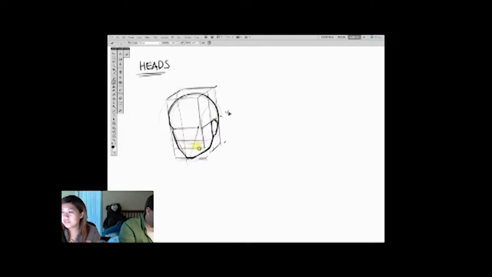So see this sphere here, the inner sphere? You can extend that out, like with a cylinder, to form a neck. Basically, if the cylinder for the neck can't hold the sphere for the head, then the head is going to look like it's too big or unbalanced.